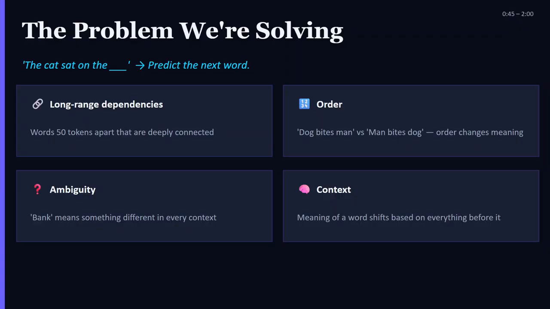Language has, well, long range dependencies. Words that are 50 tokens apart that are connected. Then it has ambiguity. Bank means something different depending on what surrounds it. So a money bank and a river bank can mean different things. Then order. So dog bites man versus man bites dog. Both of them mean different things. And finally, context. The entire meaning of a word can shift based on what came before it. Every model we are going to discuss is just a different attempt to crack this problem. Let's begin in chronological order.